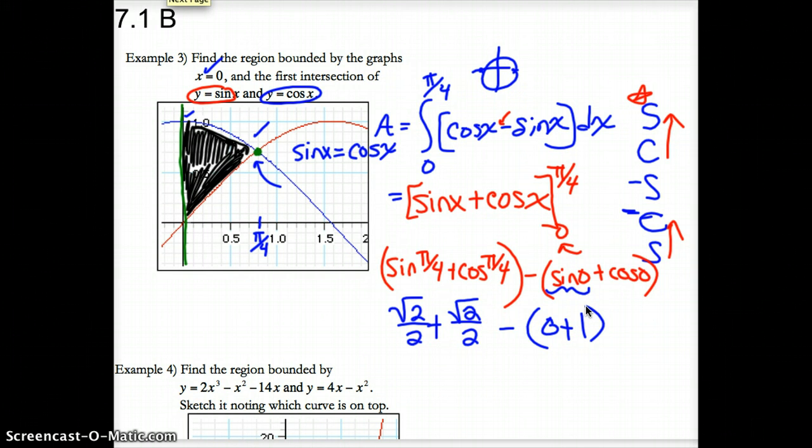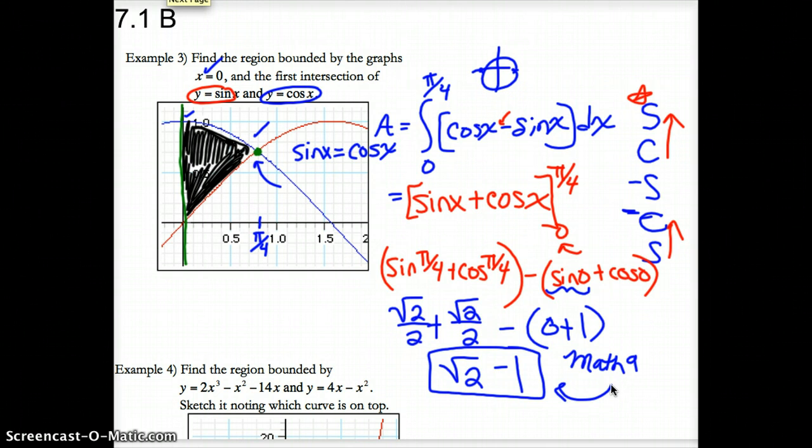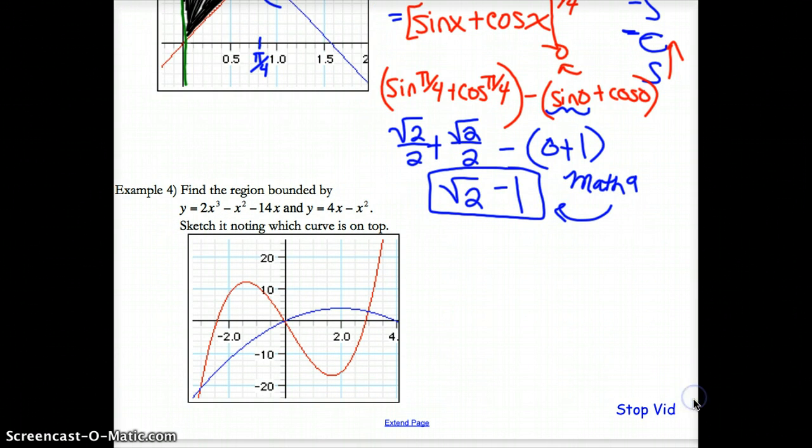Now, root 2 over 2 plus root 2 over 2 is 2 root 2 over 2, which just is root 2, and this becomes minus 1. And this is my answer. If, again, you have a calculator, you could go math 9 that, and it'll give you the decimal form of this answer. But I'm confident in that one, so I'm not going to go check it.